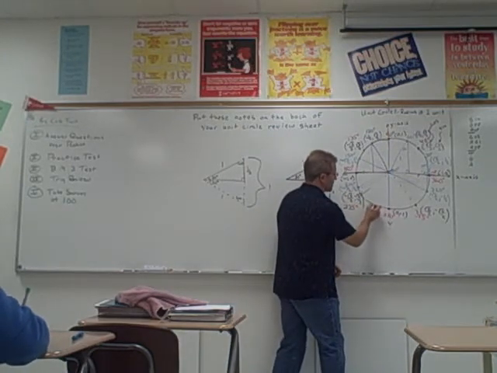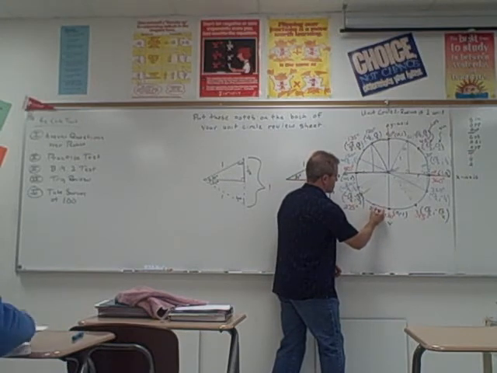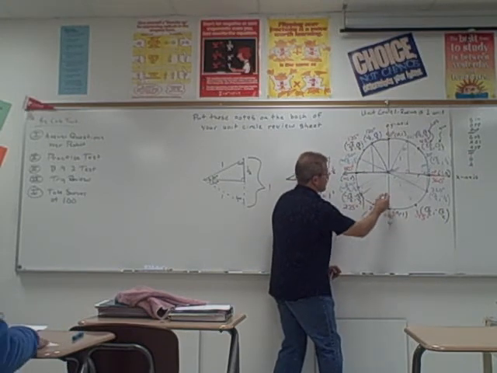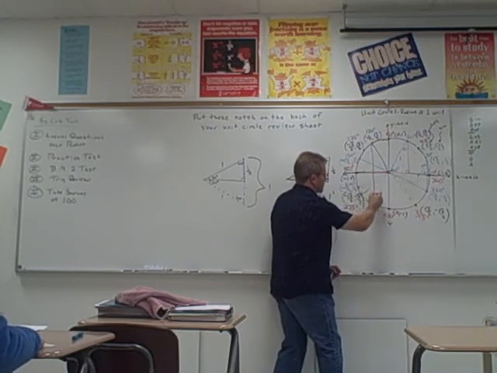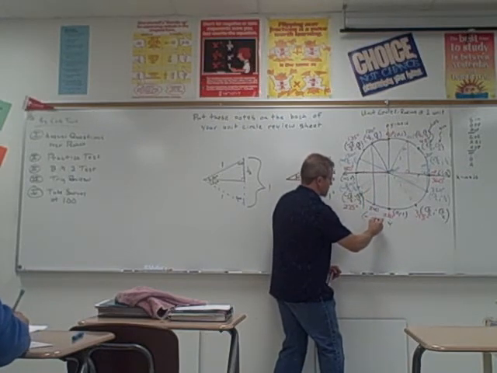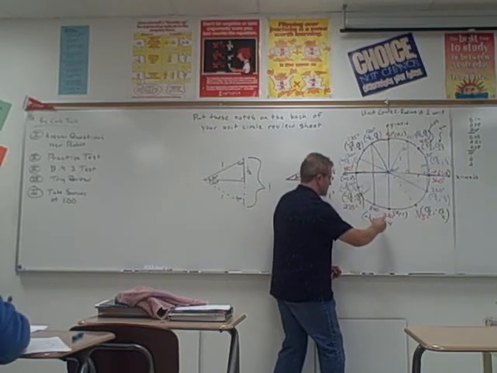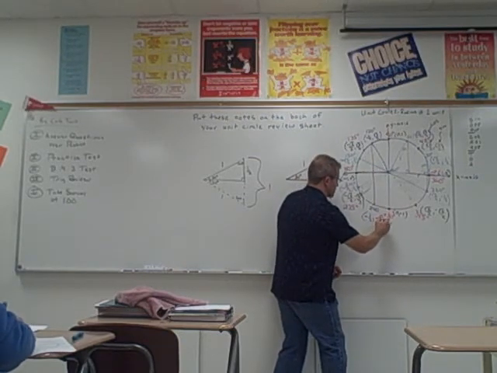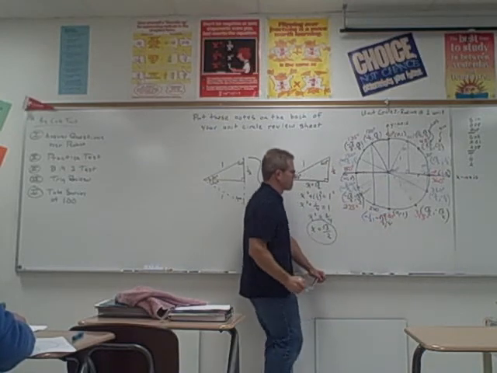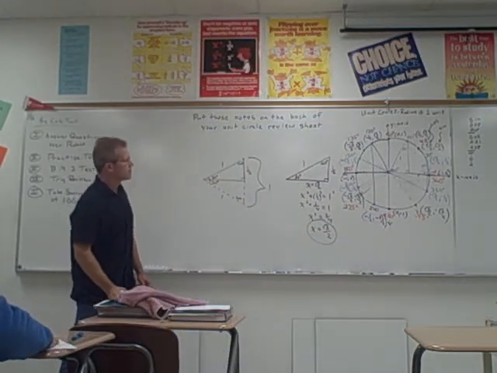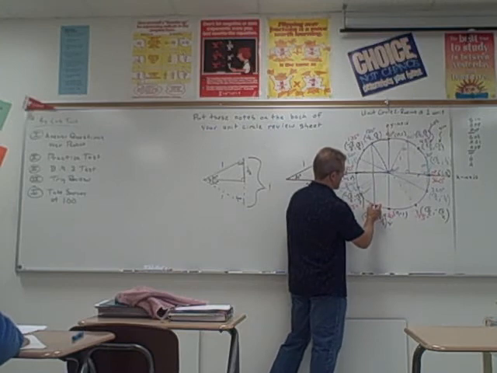Down here at 270 minus 30, which would be 240, you're going to go short distance left, a long distance down, so they're both going to be negative. Short distance left is going to be negative a half. Long distance down is negative square root 3 over 2. The triangle I'm looking at is right there.